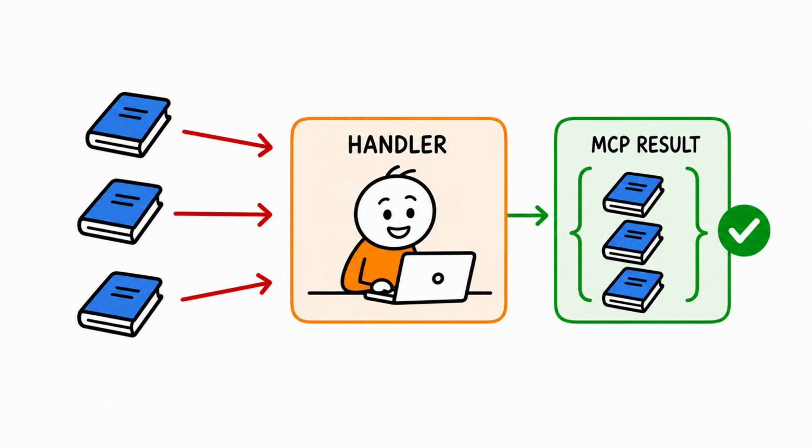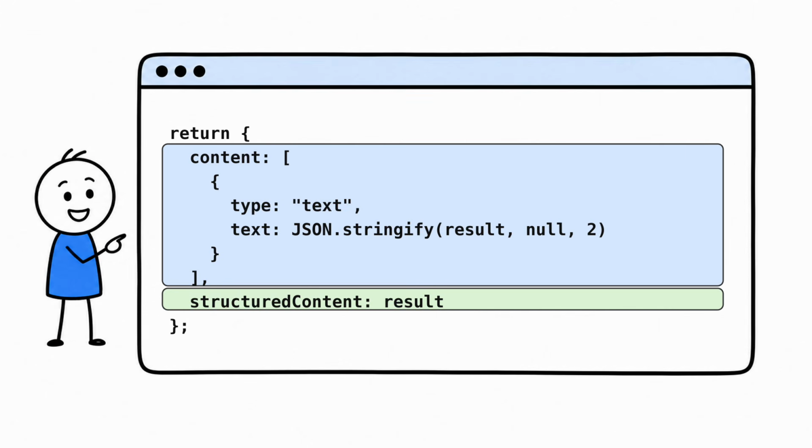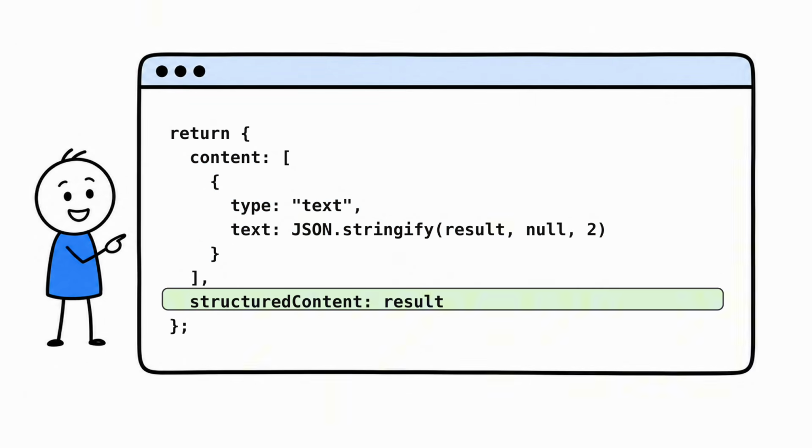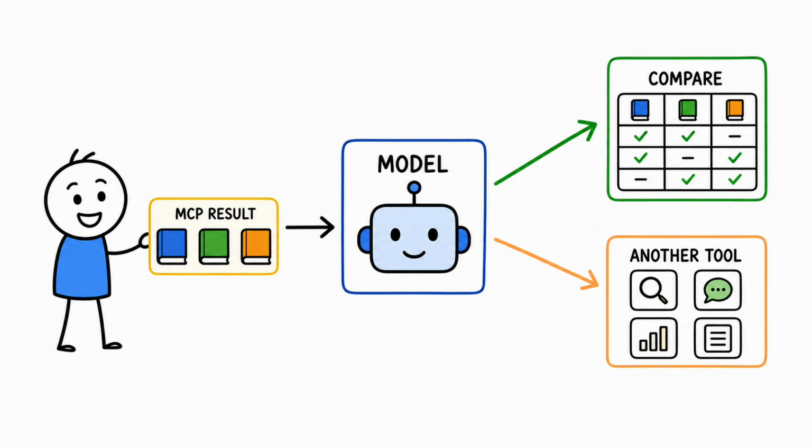The handler packages those books as an MCP tool result. The return code contains 2 fields: content and structured content. Content is readable text that the host adds to the model's context. Structured content carries the same result for the host application's code. The model can now compare the books or choose another tool.